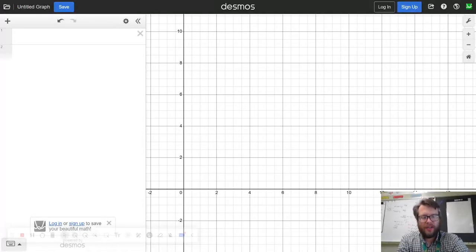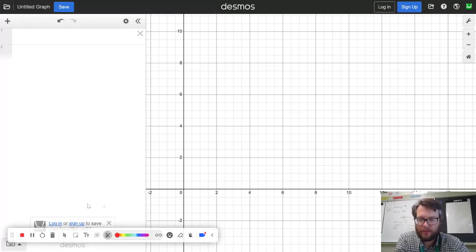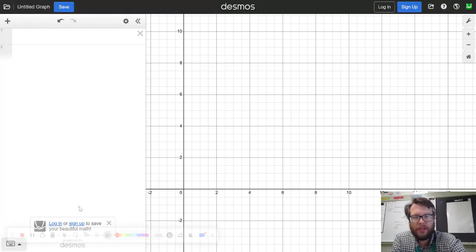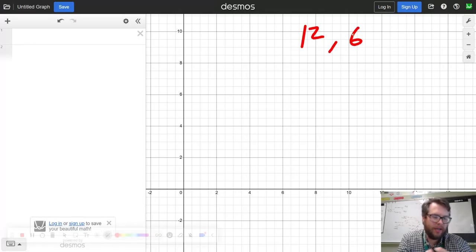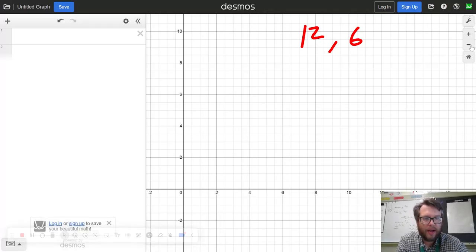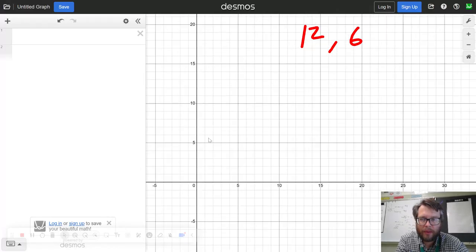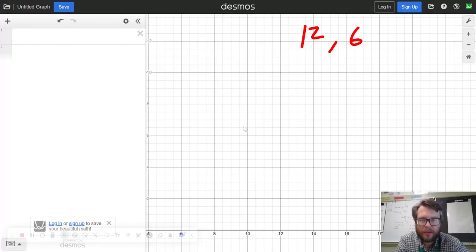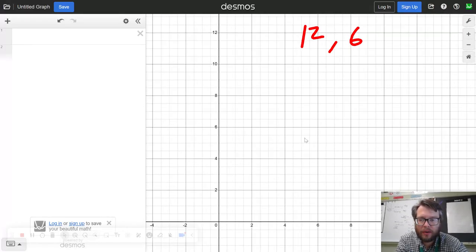So we've been working on sequences a lot, and we've had some situations where you're given a couple terms in a sequence. Let's say they go 12 and then 6. And it asks you to think about the pattern, maybe extend the pattern, maybe jump ahead quite a bit. So if I want to think about those two terms in this sequence, I can graph those by putting a dot.